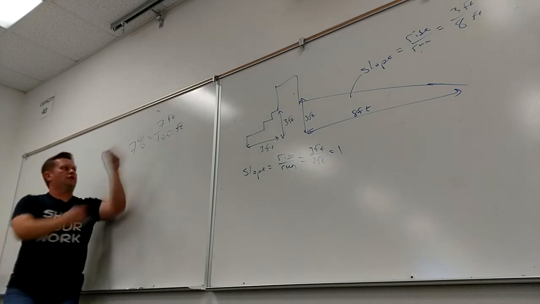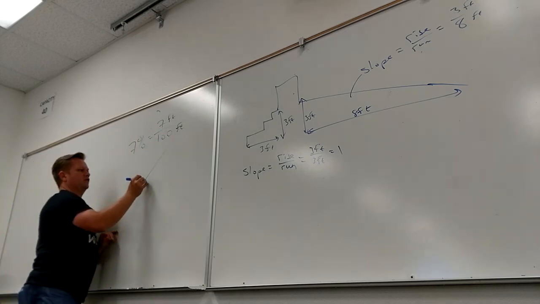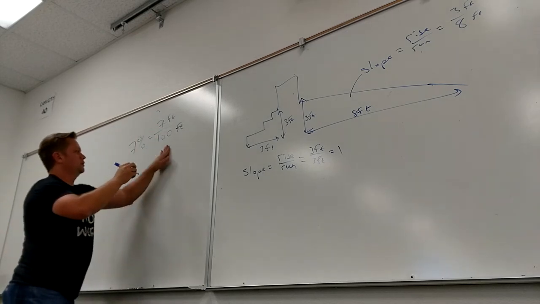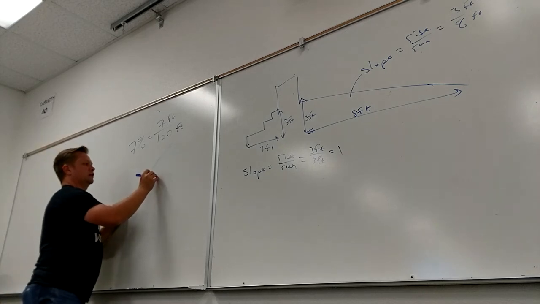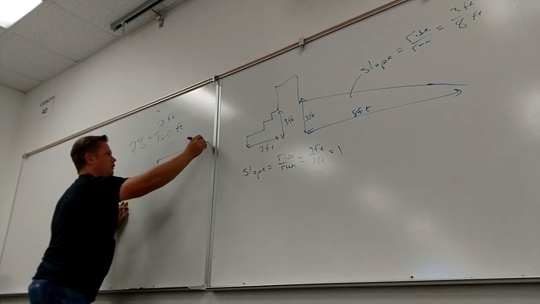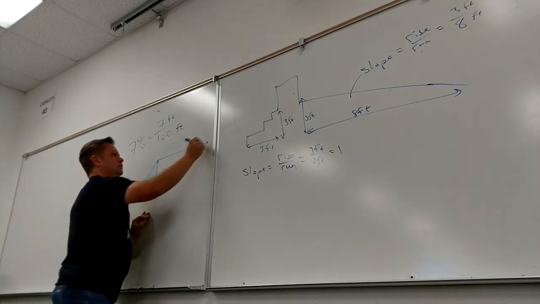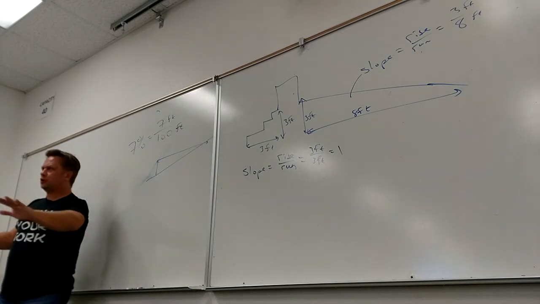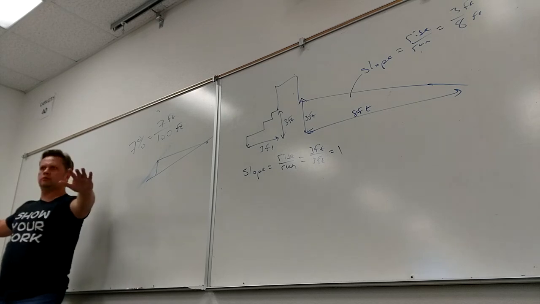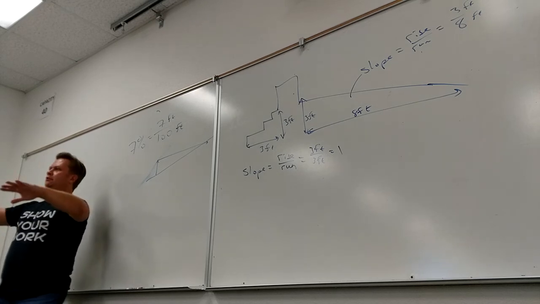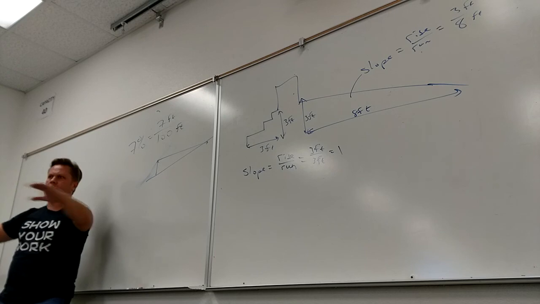So if I'm going up, for every 7 feet up, I go 100 feet over. So that would be this kind of a hill. Now, a normal street would be 0 slope. I'm not going up or down at all. Right? It's something close to 0.